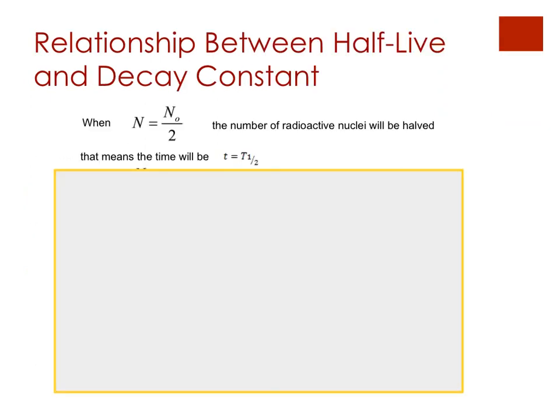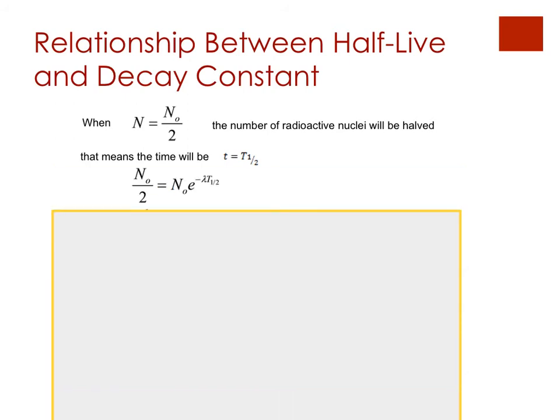So now that we've been talking about this new thing called the decay constant, we want to get a relationship between it and our half-life. So let's take some numbers and plug it back into our equation that we've been using. First of all, if I want half-life, then that means it's going to be N naught divided by 2. And at that time, I'm going to use the symbol t with a subscript 1/2.